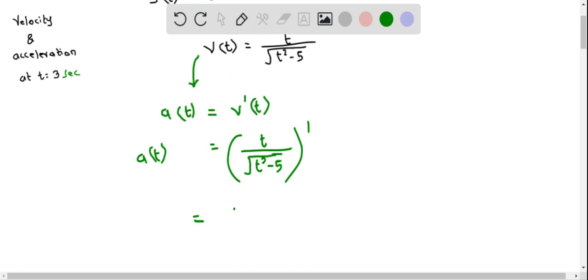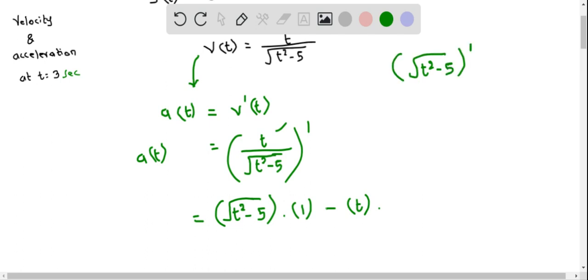When we use the quotient rule, we put the denominator term as it is, and multiply with the derivative of the numerator expression. The numerator expression is t, so the derivative of t with respect to t is 1, minus the numerator expression as it is, multiplied with the derivative of the square root of t squared minus 5. In fact, we have done this already when finding the velocity function. Considering the outer function as the square root function, its derivative is 1 over 2 times the square root, multiplied with the derivative of t squared minus 5, which is 2t.